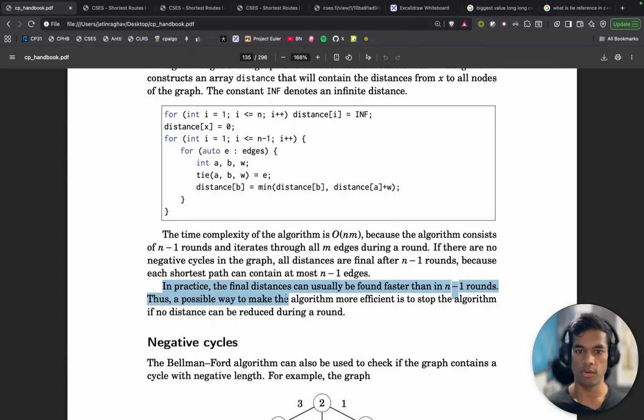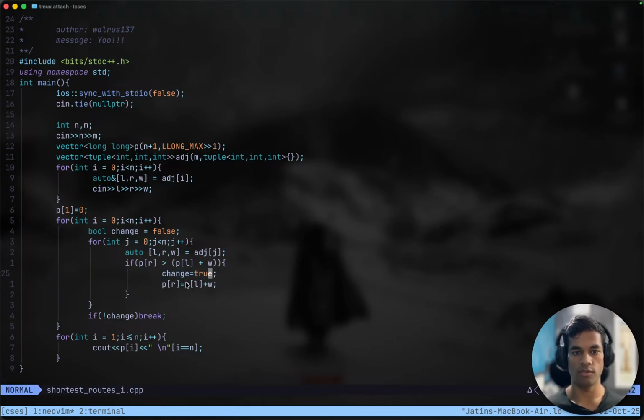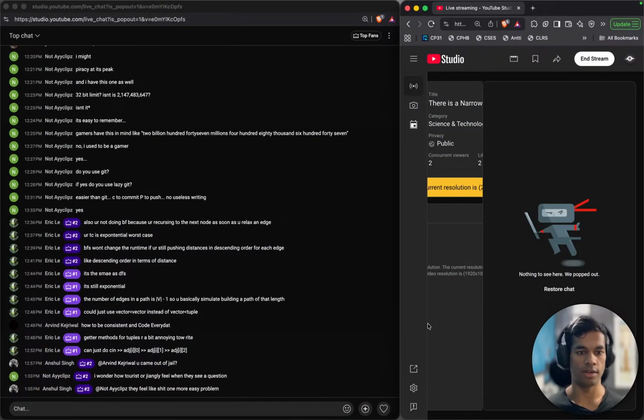In practice, the final distance can usually be found faster than in n minus 1 rounds. Thus, a possible way to make the algorithm more efficient is to stop the algorithm if no distance can be reduced during a round, which we do here. Change is false. If we do make a change, true, but if change is false after going through all the edges, we break. And that does make sense.